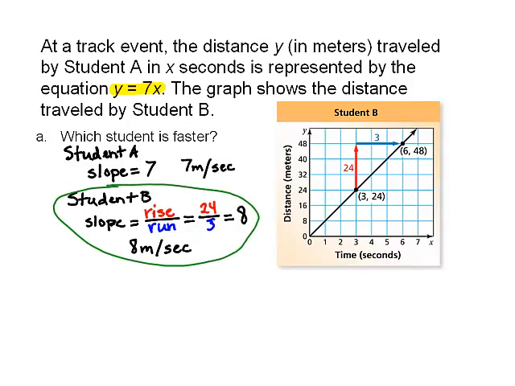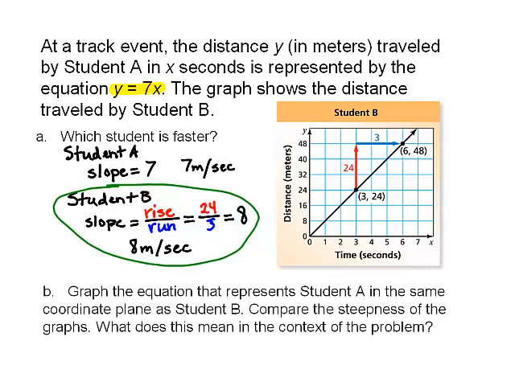Now let's look at part B. Graph the equation that represents student A in the same coordinate plane as student B. Compare the steepness of the graphs. What does this mean in the context of the problem? First, start by graphing the equation y equals 7x in the same coordinate plane as student B, and label the line as student A.